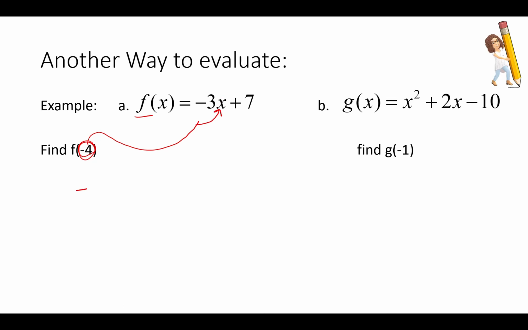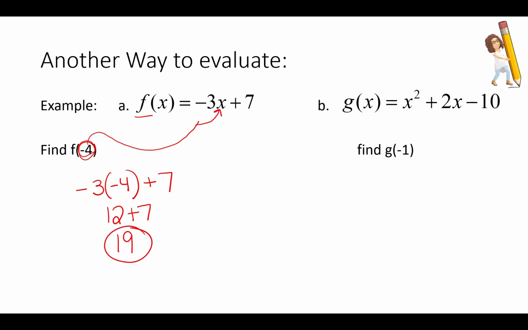So I'm going to rewrite my problem. I have -3. Oop, I saw an x, so I got to put -4 instead. Notice how I'm putting parentheses to show that I substituted -4 in. I'm going to add 7. Now I just got to do some simple math. This is 100% calculator time, or our brain math, mental math. -3 times -4, that's 12, plus 7, our answer, 19. So f of -4 is equal to 19.